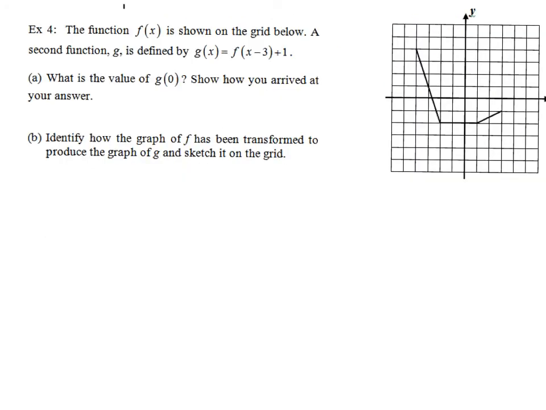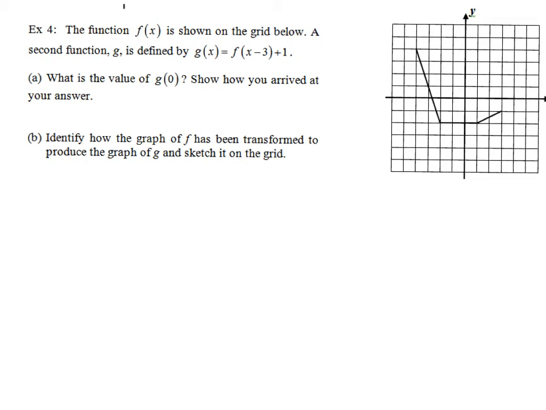In exercises 4 and 5, we're given a function, and it doesn't represent necessarily an equation. So we want to start with the function that's given to us, and we want to find different things about that function after we do some translations. So for exercise number 4, I'm given the function f of x, and I want to find a new function g of x, which is defined as f of x minus 3 plus 1.